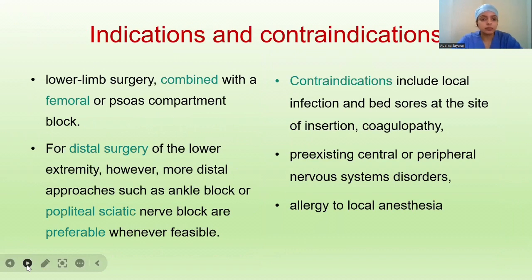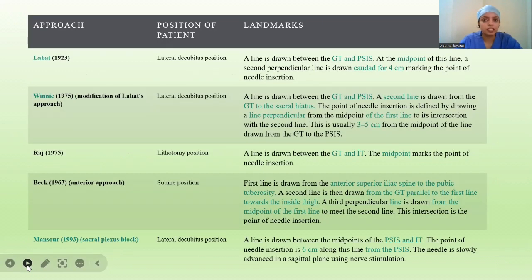Indications for sciatic nerve block include lower limb surgeries when combined with femoral or psoas compartment block. For a distal surgery of the lower extremities, the distal approaches to the sciatic nerve block can be used, such as popliteal sciatic. Contraindications include infections and bed sores at the site of insertion, coagulopathy, pre-existing central or peripheral nervous system disorders, and allergy to local anesthetics.